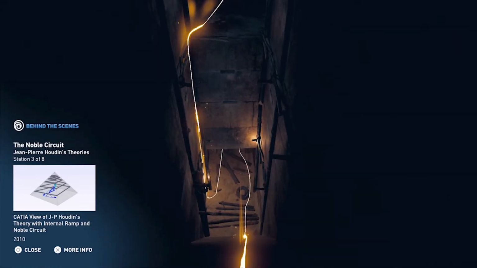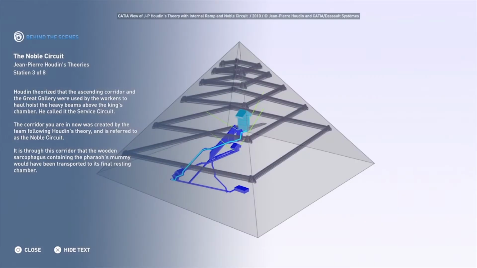Houdin theorized that the ascending corridor and the Great Gallery were used by the workers to haul and hoist the heavy beams above the king's chamber. He called it the service circuit. The corridor you are in now was created by the team following Houdin's theory and is referred to as the Noble Circuit. It is through this corridor that the wooden sarcophagus containing the pharaoh's mummy would have been transported to its final resting chamber.